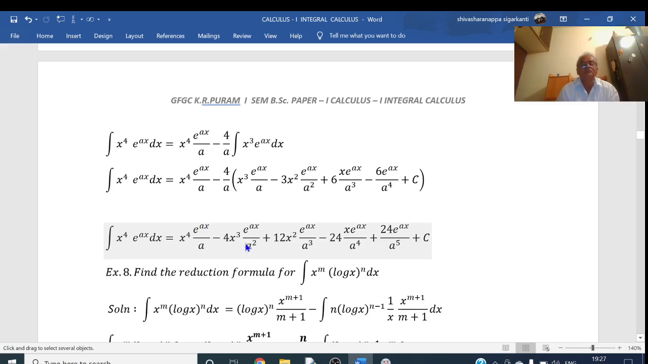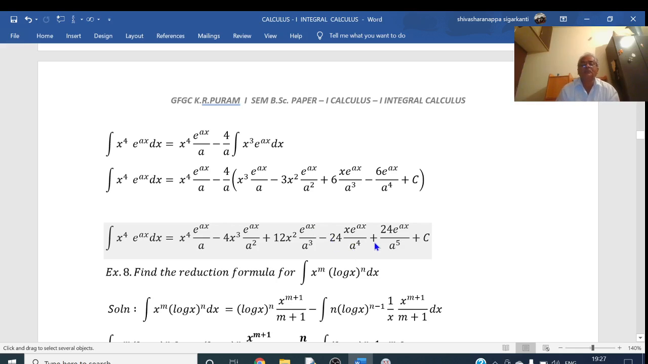Next write plus, write the derivative of this 4x cube, the derivative is 12x square, into the integration of this. Integration of e raised to ax is e raised to ax by a. So this becomes e raised to ax by a cube. Next write the negative sign, minus, write the derivative of this 12x square, the derivative is 24x. Okay, 24x into the integration of this term. E raised to ax integration is e raised to ax by a. This becomes a to the power of 4.